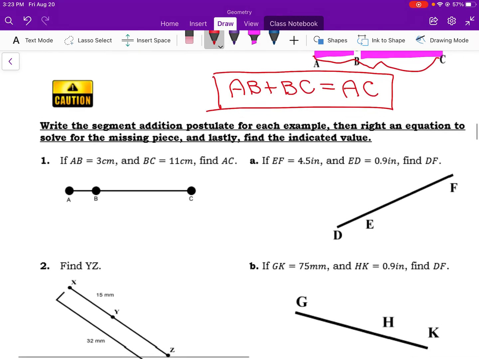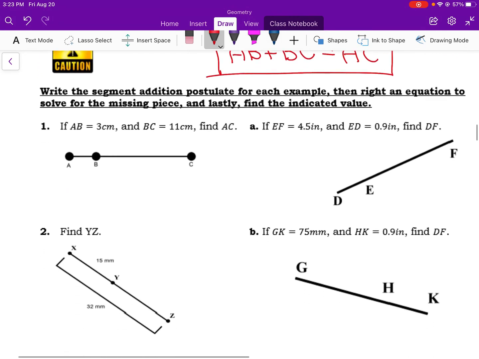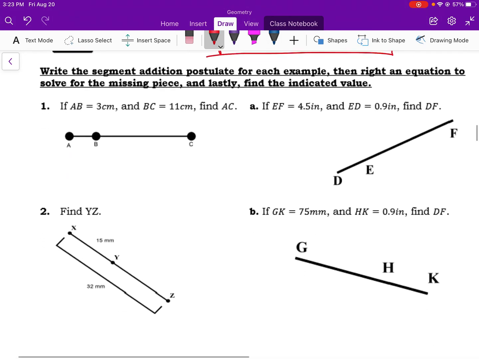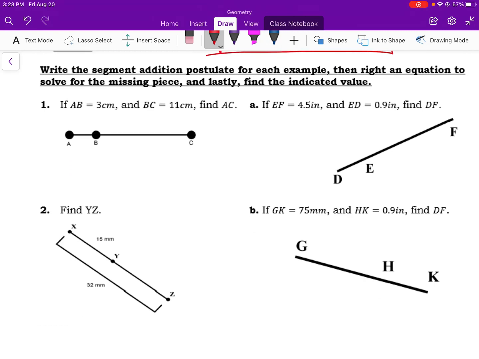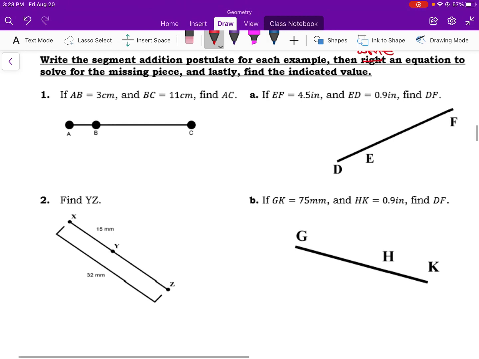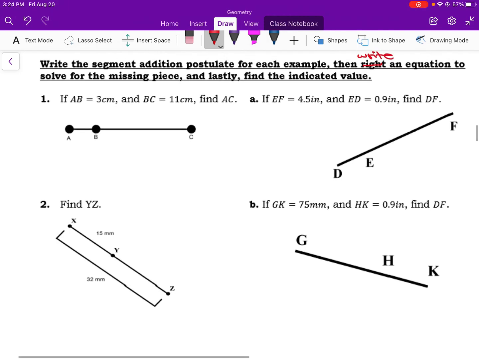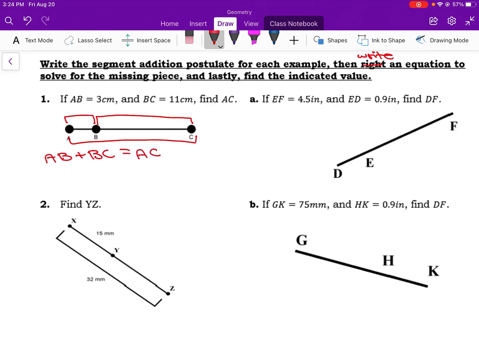So we're going to be using this in a series of examples where we're asked to write the segment addition postulate for each example, and then write an equation to solve for the missing piece, and actually find the indicated value. So we have some algebra mixed into our geometry concepts here. Okay, so first let's write our segment addition postulate. For scenario 1, we notice that we have part AB and part BC that together make the full AC. So I'm going to write AB plus BC equals AC.